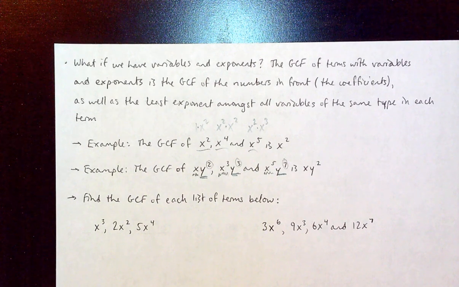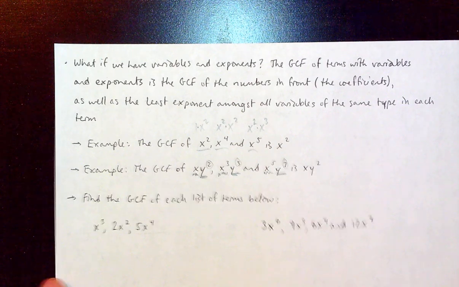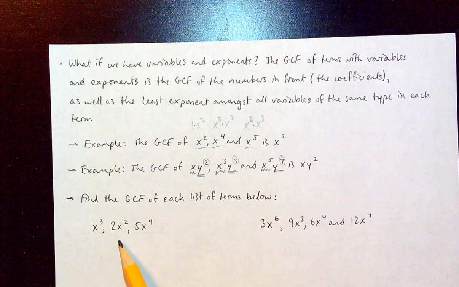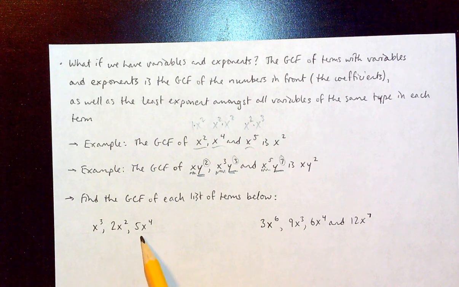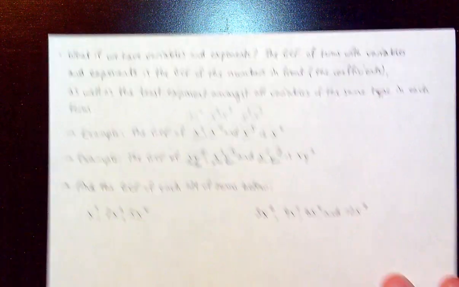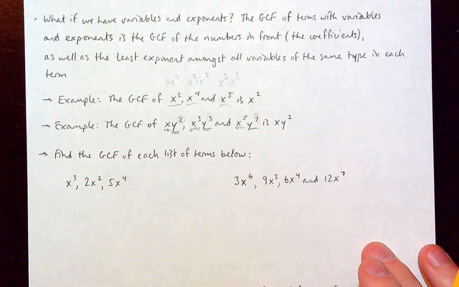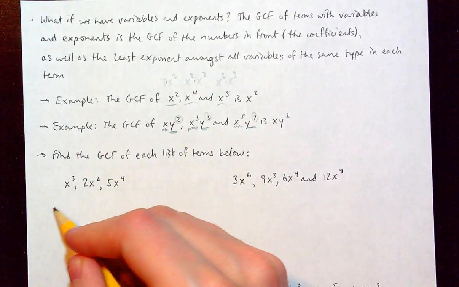So let's get some practice with finding some GCFs here. So I have x cubed, 2x squared, and 5 times x to the fourth. What is the GCF of this thing?